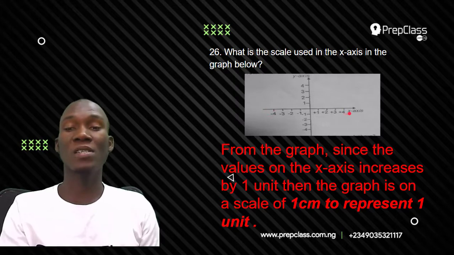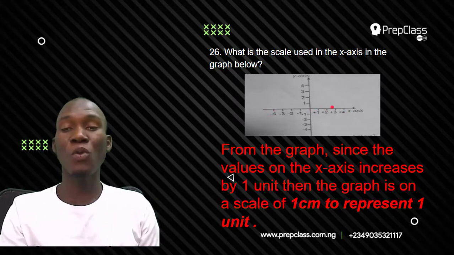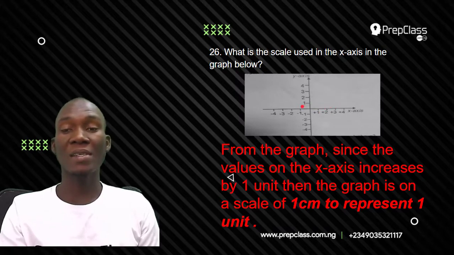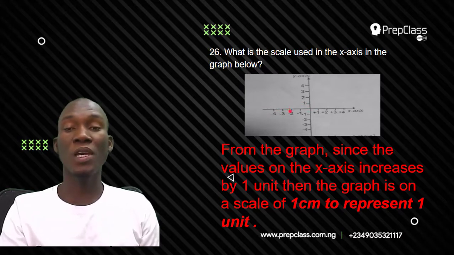Now what is the scale here? The thing to note is that these numbers are all increasing by 1. That is, we start from 0, we add 1, we get 1, we add 1, we get 2, we add 1, we get 3. The same thing happens here, but this is reducing by 1. So we minus 1, we get -1, we minus 1, we get -2, we minus 1, we get -3, we minus 1, we get -4, and so on.